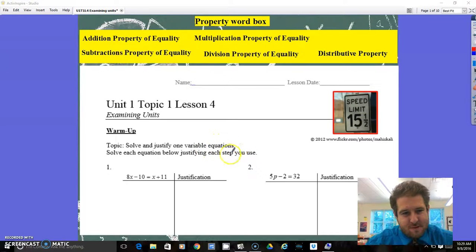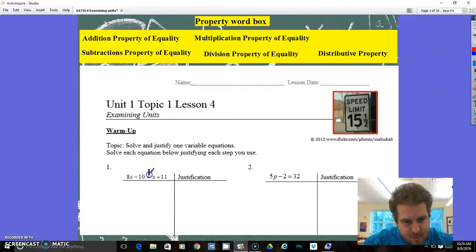Hey, this is the video for Lesson 4 of Unit 1, Topic 1. This is all about solving equations and writing meaningful expressions. The warm-up goes with the paper that you probably received in class about properties, and there's a word bank at the top. And we're going to use those properties in order to justify, for each step, what we're doing and how we're solving the equation.